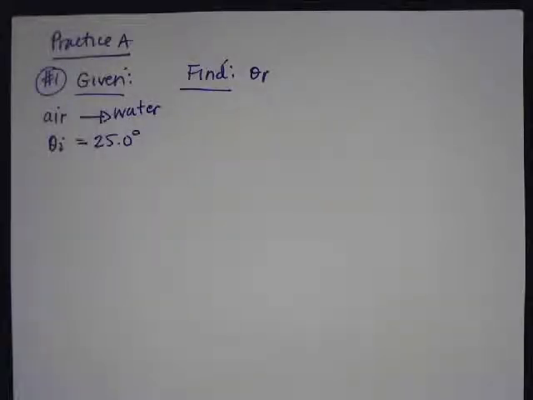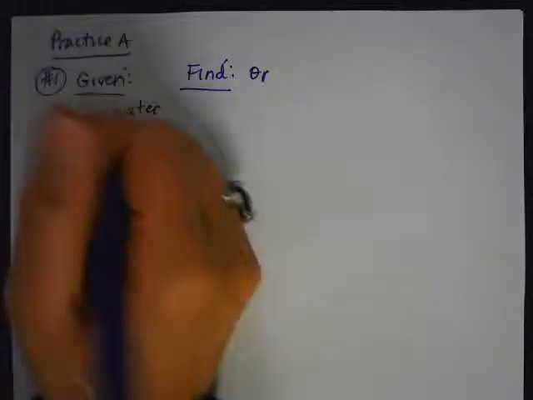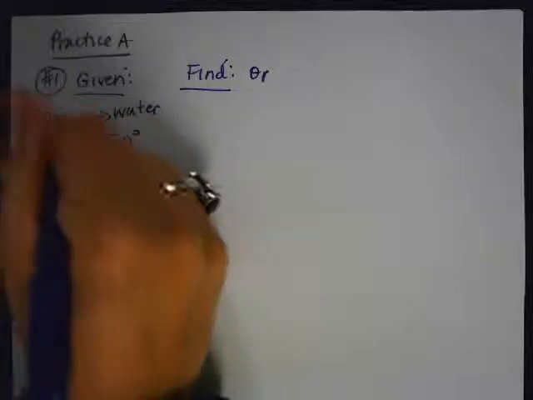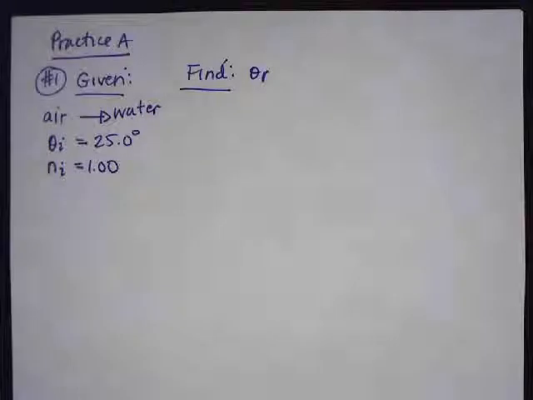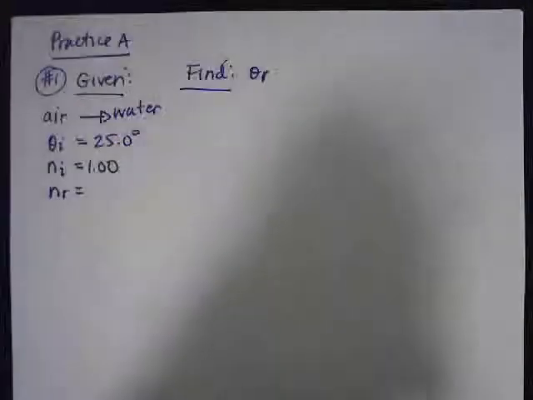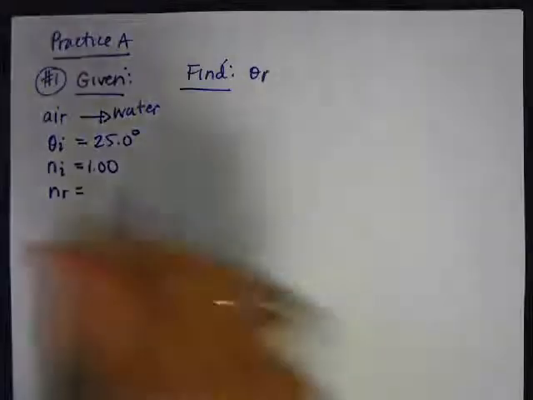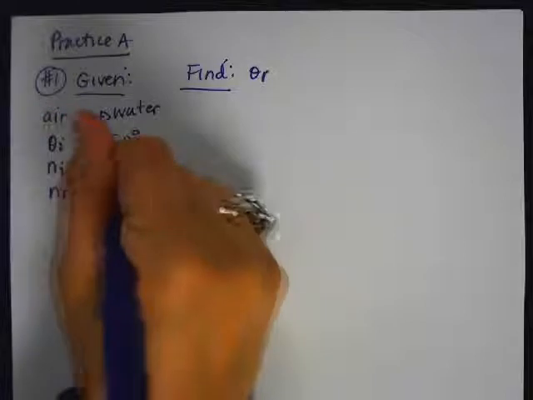But we can look at our table, which is right here on the worksheet on the top, and look up the index of refraction for air and water. It's going from air, so Ni is equal to 1. It's going to water, so that's going to be the index of refraction for the refracted material, which is 1.33.